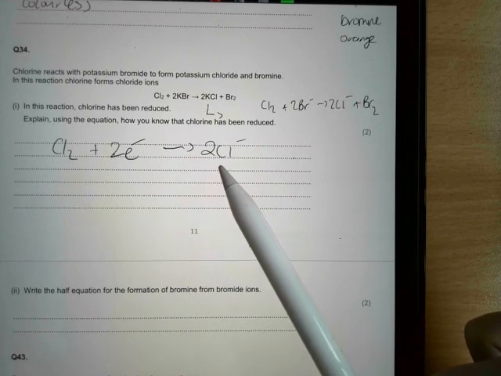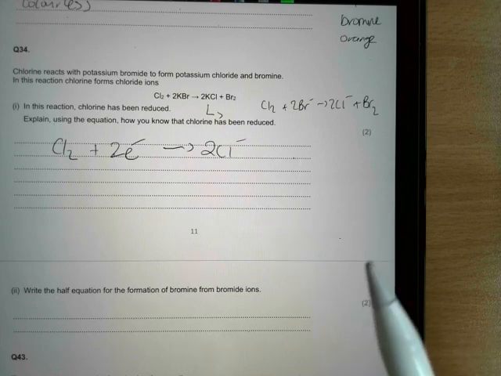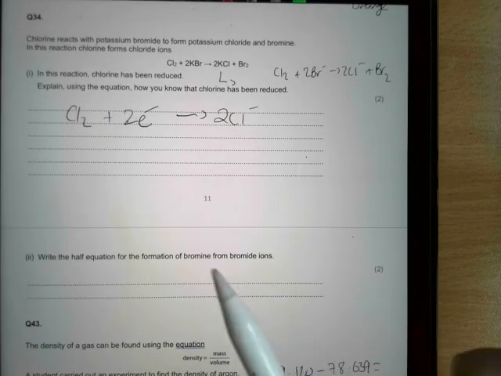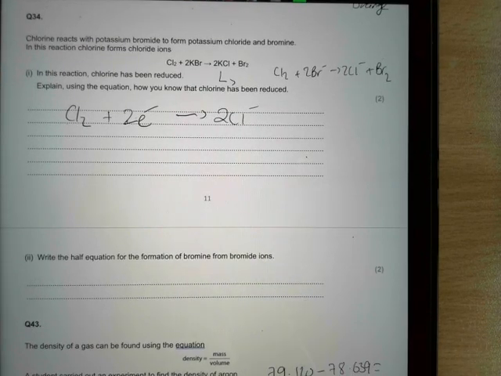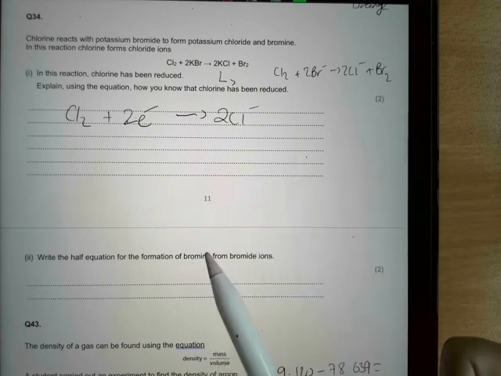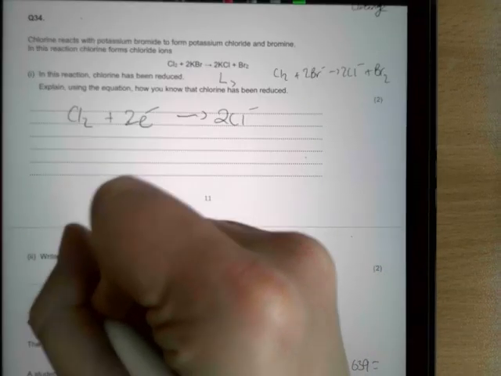So the half equations will always be the way to go, as long as you can write them, because they will always pick up all of the marks and avoid you having to write it in words. And then underneath, they ask you to write the half equation for bromine from bromide ions, okay? So for the formation of bromine, so bromine relates to the Br2. From the bromide ions, you're starting with bromide ions, but don't be put off by the wording of that.